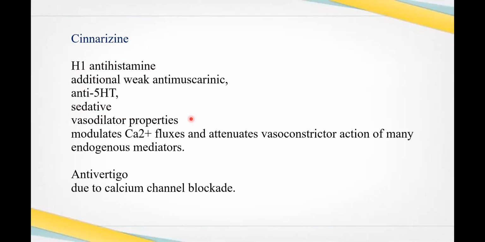Vasodilator property, this is because of the calcium channel blockade. So it modulates the calcium fluxes and attenuates the vasoconstriction action of many endogenous mediators, like a calcium channel blocking property. And it is one of the drugs used in vertigo also. In the beginning, I told you about another drug, betahistine, a histamine analog. Cinnarizine is also used as an anti-vertigo drug. So important properties of cinnarizine: it is an H1 antihistamine, weak antimuscarinic, anti-5-HT, sedative, and vasodilator because of the calcium channel blocking property. So that is about cinnarizine.